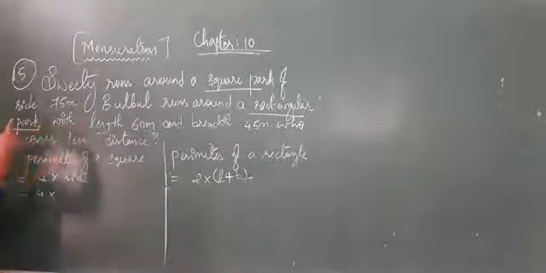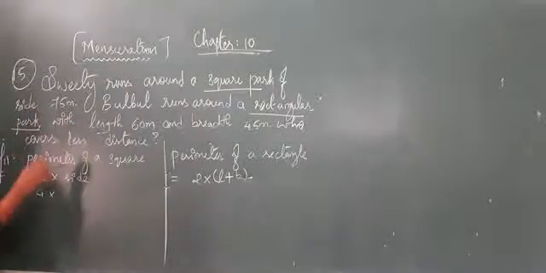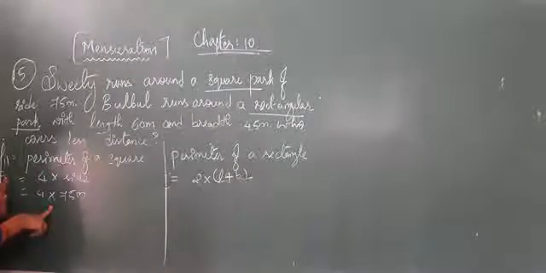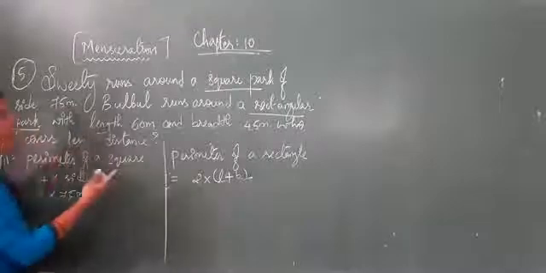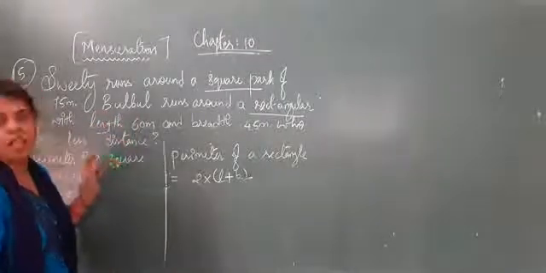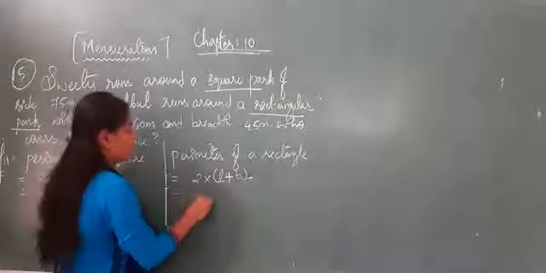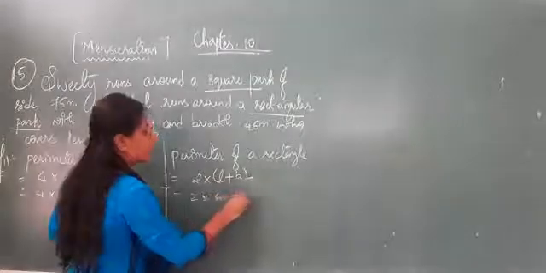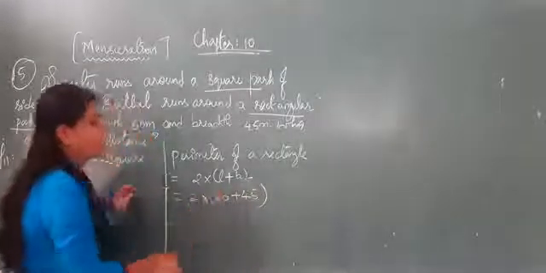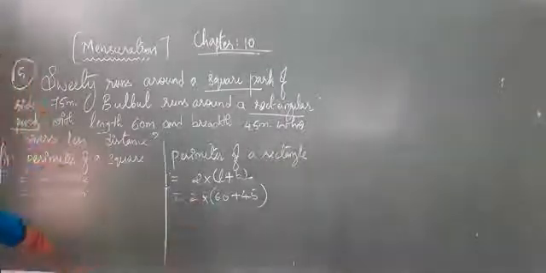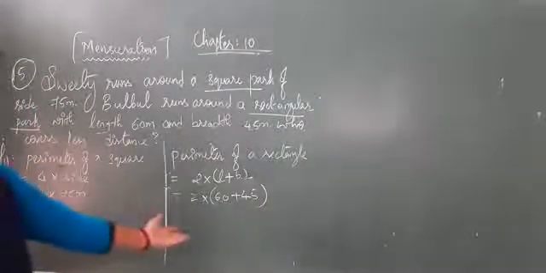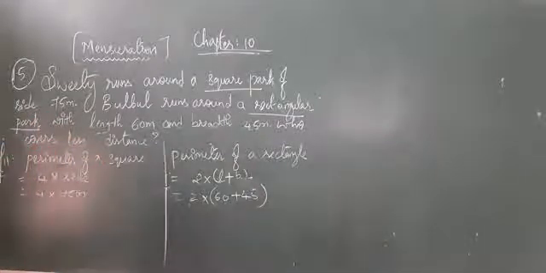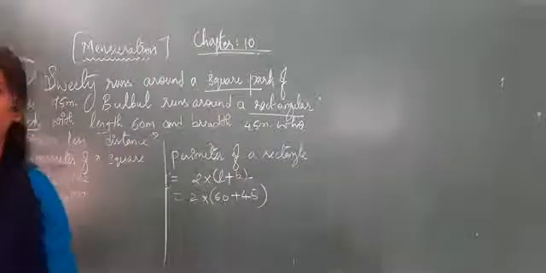So apply the values: 4 into side. Sweetie runs around the square with side 75 meter, so that is 4 into 75. Whereas Bulbul is going around the rectangular path, so 2 into (L plus B), where L is 60 and B is 45. So 60 plus 45. Now find the answer and write the final answer. And who covers less? Whose perimeter is less, that person will cover the less distance. You write this final answer on your own.